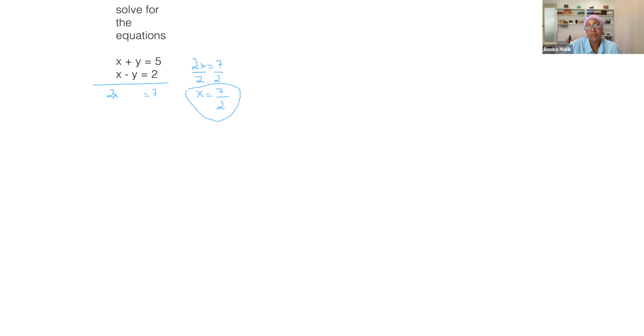I'll go with the top one only because the bottom one has a negative sign. Not that I'm afraid, but we want to take the easy route every chance we can. So I'm going to plug in x for 7 over 2. Seven over 2 plus y equals 5. And I'll write my 5 in the form of a fraction because this other guy's in a fraction.